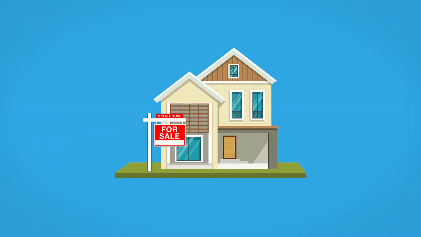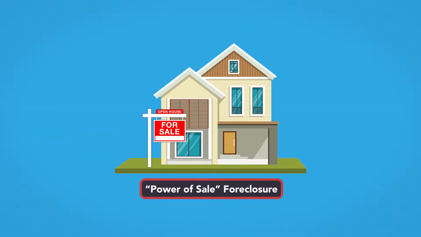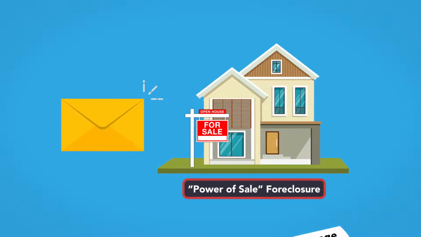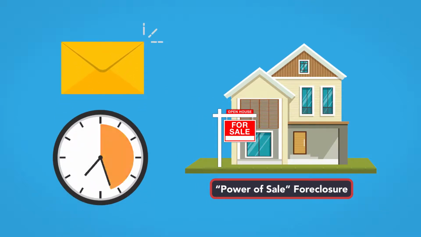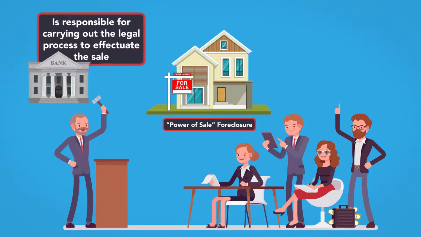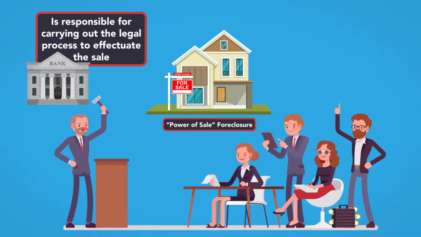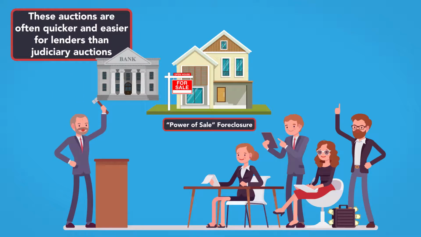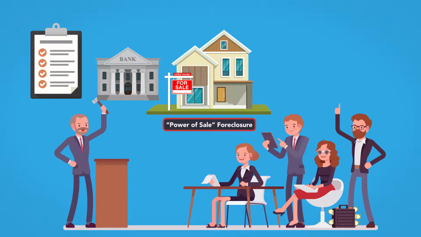Another form of foreclosure, referred to as a power of sale foreclosure, can only be carried out if there is a power of sale clause in the mortgage agreement. Once notice has been properly served and the waiting period provided in the agreement has elapsed, the seller initiates an auction. The lender is responsible for carrying out the legal process to effectuate the sale. These auctions are often quicker and easier for lenders than judiciary auctions. However, some jurisdictions impose additional requirements on lenders to ensure the legality and fairness of the auction.